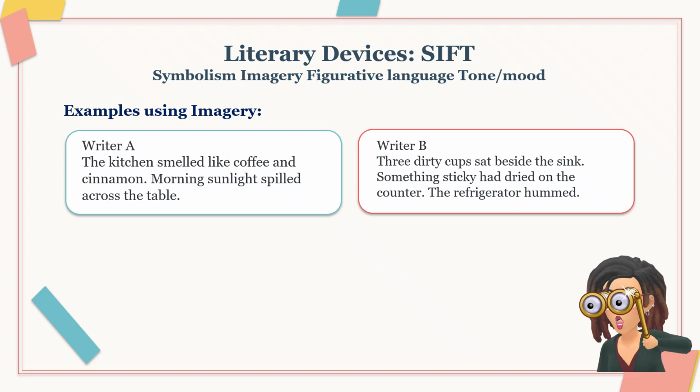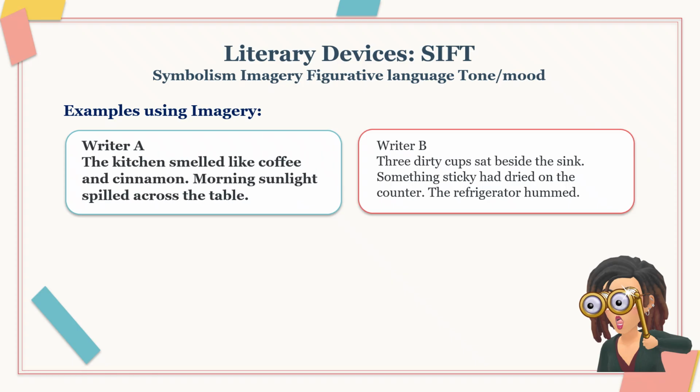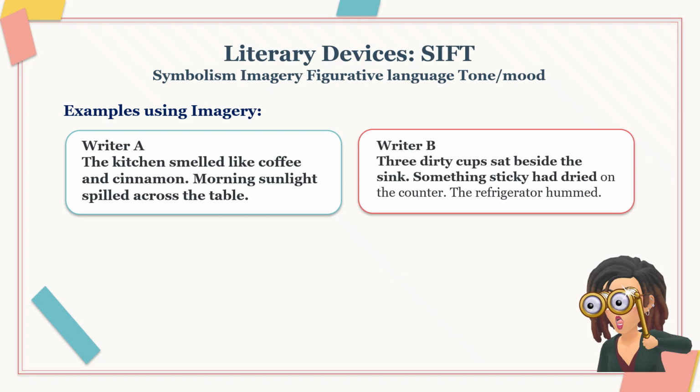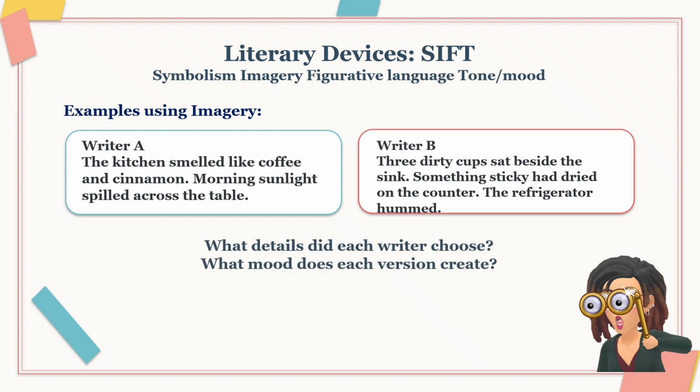Let's look at this example a bit more closely. So here are two examples using imagery. The kitchen smelled like coffee and cinnamon. Morning sunlight spilled across the table. Or, three dirty cups sat beside the sink. Something sticky had dried on the counter. The refrigerator hummed. What details did each writer choose? And what mood does each version create?